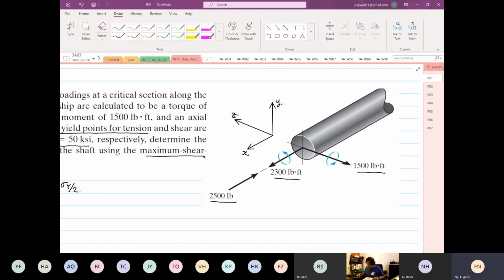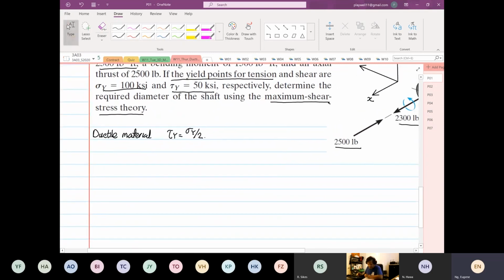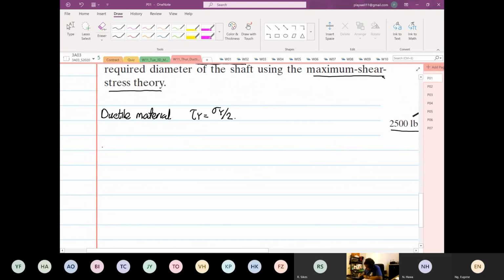So we know that given to us, the yield stress is 100 times 10 to the power 3 psi, and the shear yield is equal to 50 times 10 to the power 3 psi. If this value is not given, we also can calculate it based on the above formula. Okay, but it's given to us, good for us.